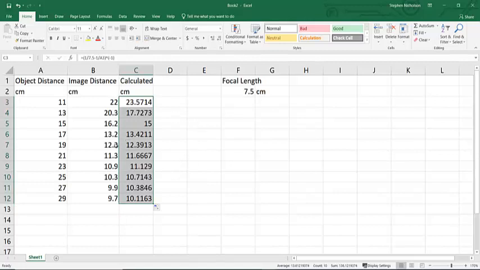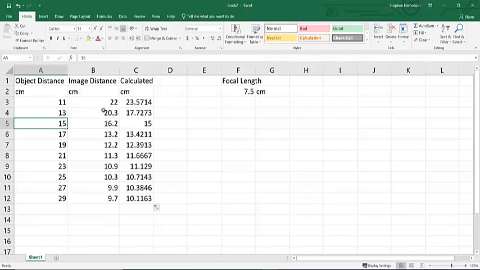Now notice that things change here, so twice the focal length is 15 centimeters. So when the object is more than 2 times the focal length, this is where it starts to act as a camera and the image gets small. This is where it's acting as a projector. And actually right here, they should be fairly equal to each other.